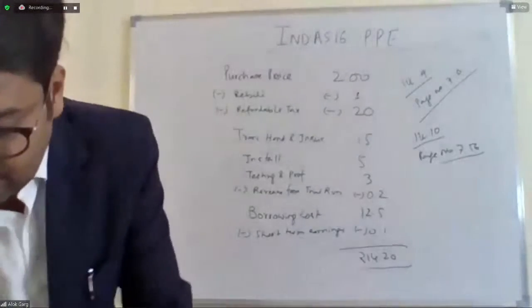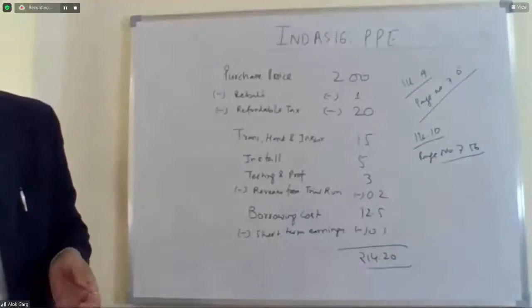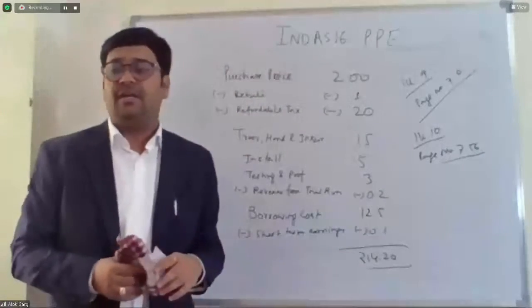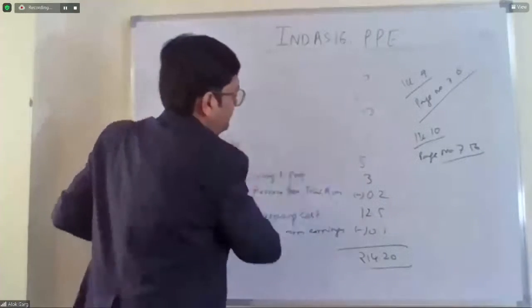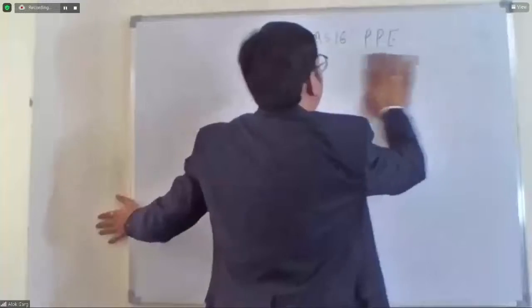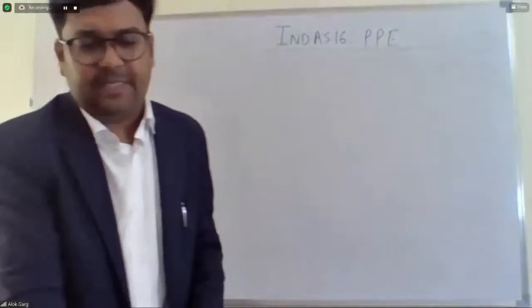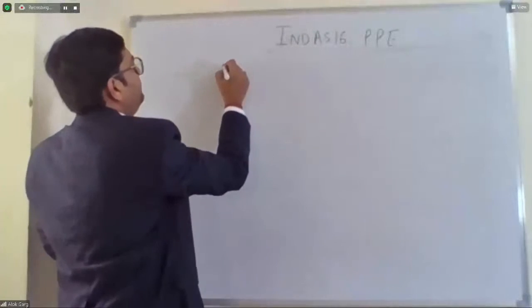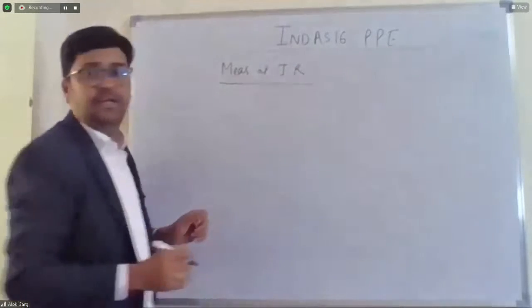Okay, so now we have discussed the element of cost. We have discussed the measurement at cost. We have discussed the measurement at initial recognition. So we discussed that the measurement at initial recognition will always be at cost. Now, while discussing the measurement at initial recognition, IR, we'll discuss more.